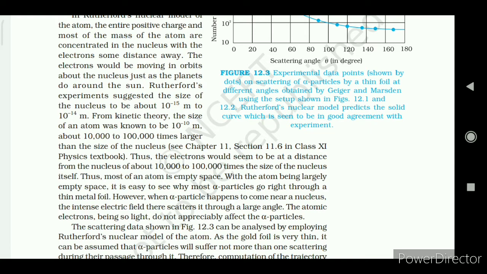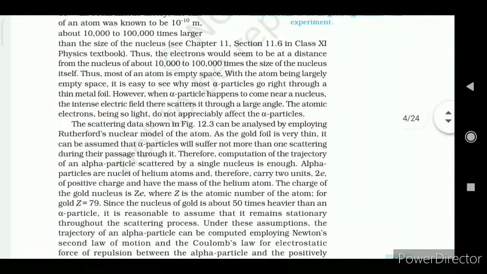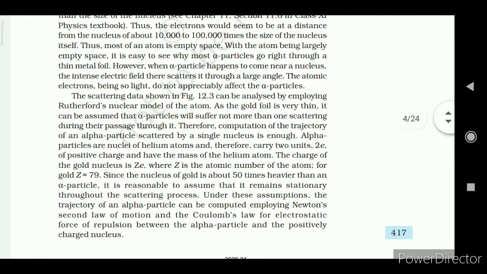Alpha particles are nuclei of helium atoms and therefore carry 2 units of positive charge, while the nucleus carries Ze. The magnitude of this force is F = (1/4πε₀)(2e)(Ze)/r², where r is the distance between the alpha particle and the nucleus. The force is directed along the line joining the alpha particle and the nucleus. The magnitude and direction of the force on an alpha particle continuously change as it approaches the nucleus and recedes away from it.